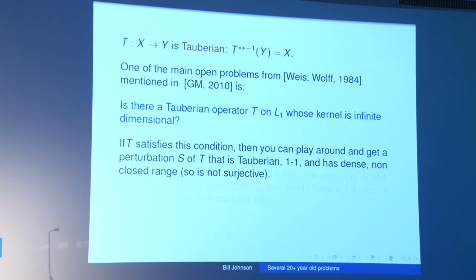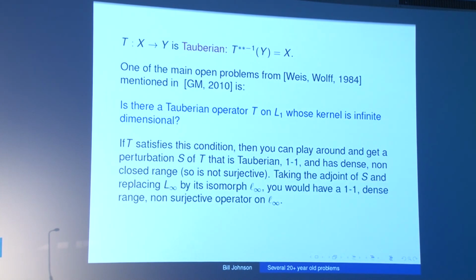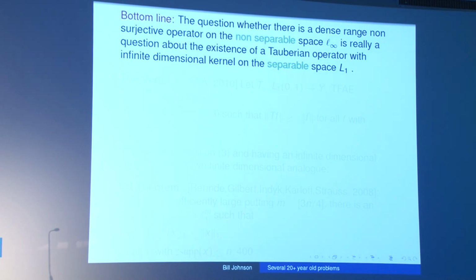Now, it turns out that if you can solve this old problem, then you can play around and get a perturbation that solves this other problem. So in other words, whether you have a dense range non-surjective operator on L infinity, which is a non-separable space, is really a question about getting a Tauberian operator with infinite dimensional kernel on the separable space. So this non-separable problem is not really a non-separable problem.